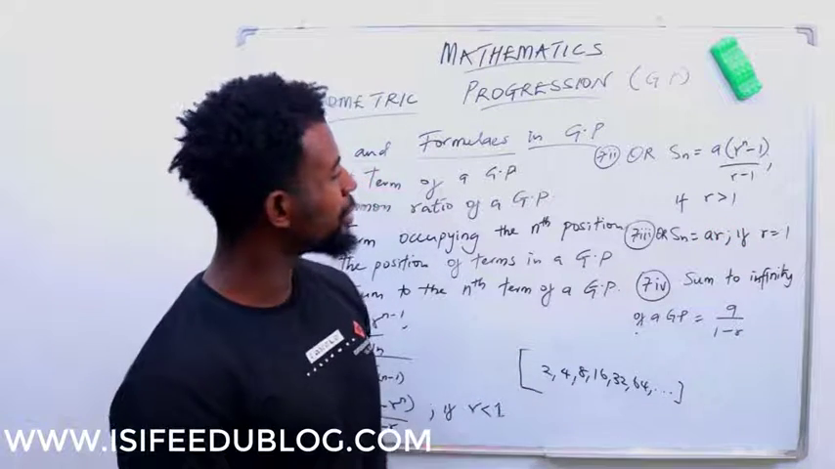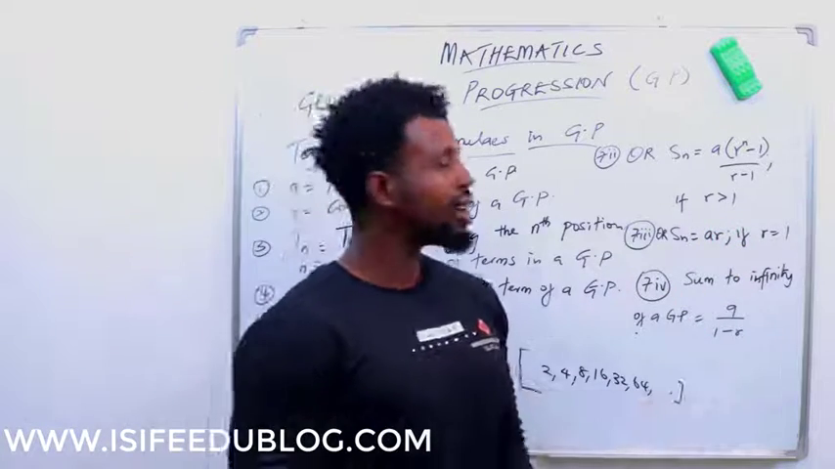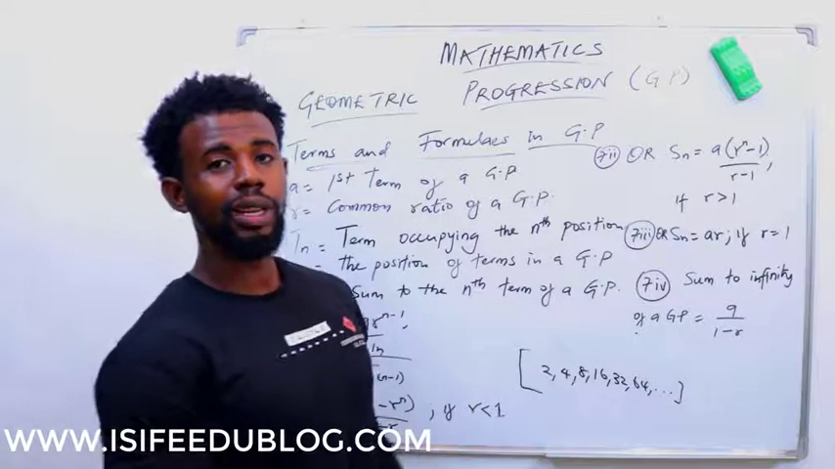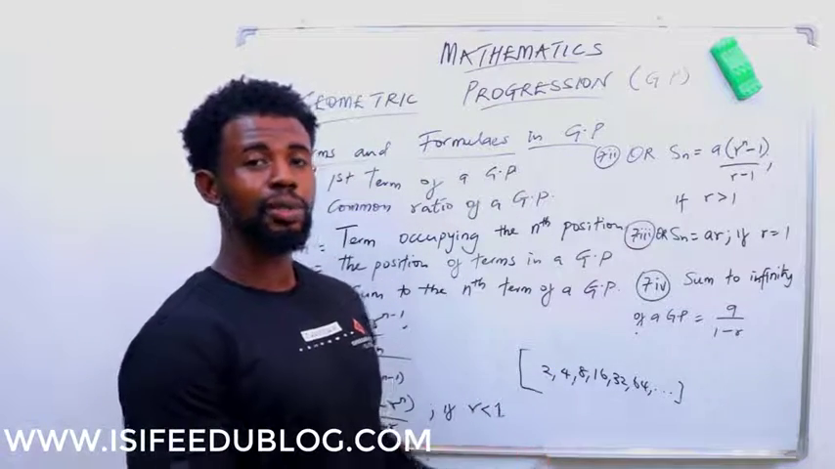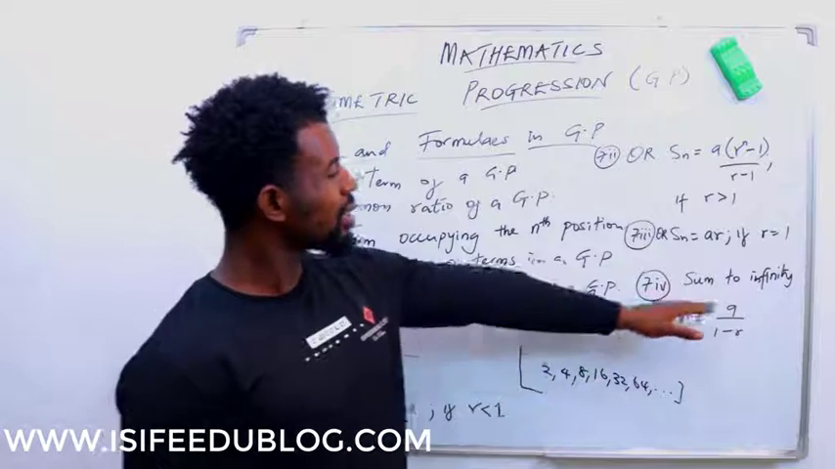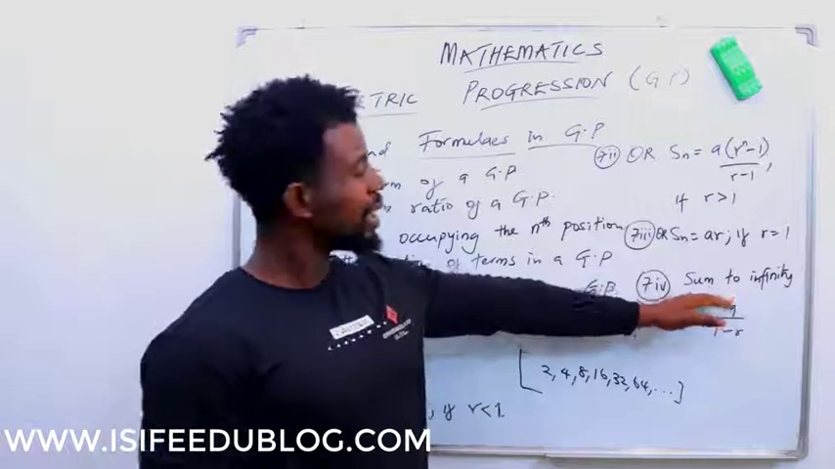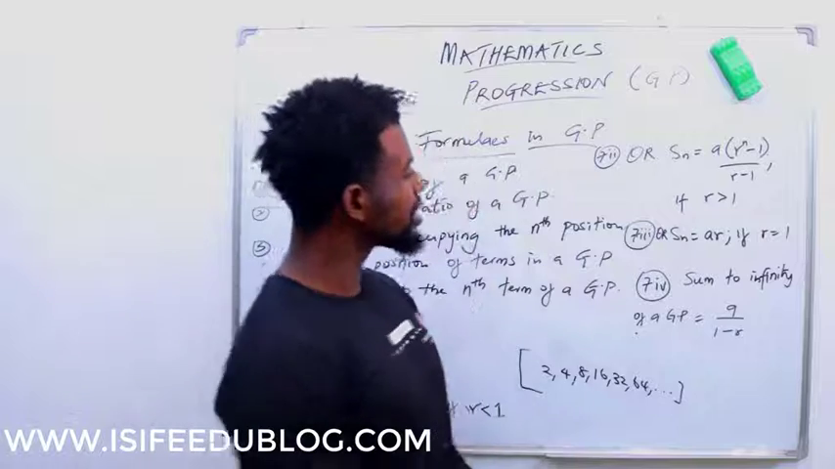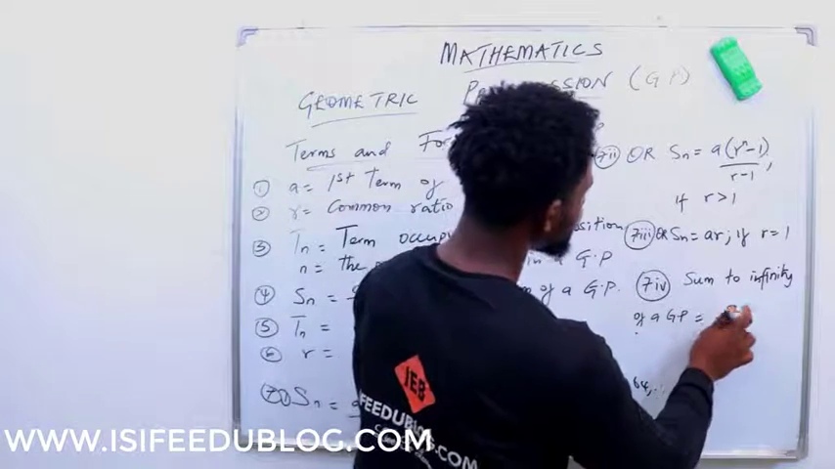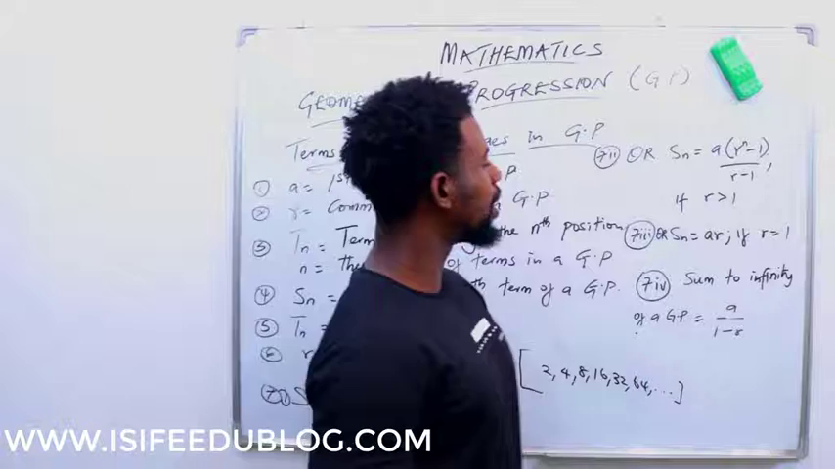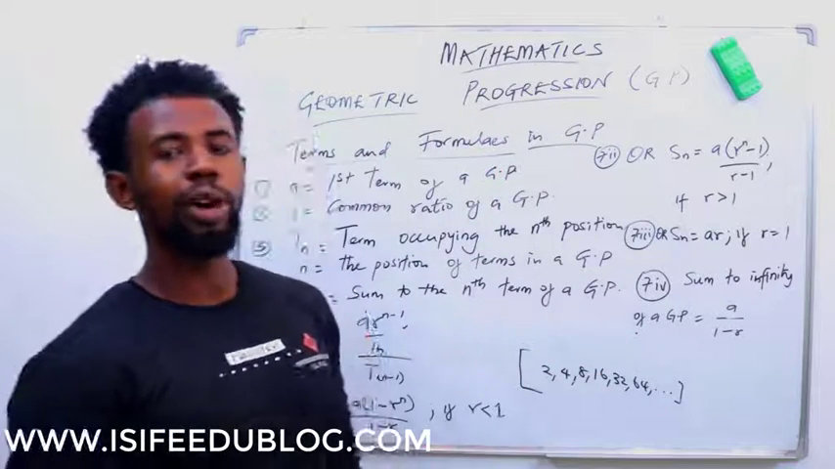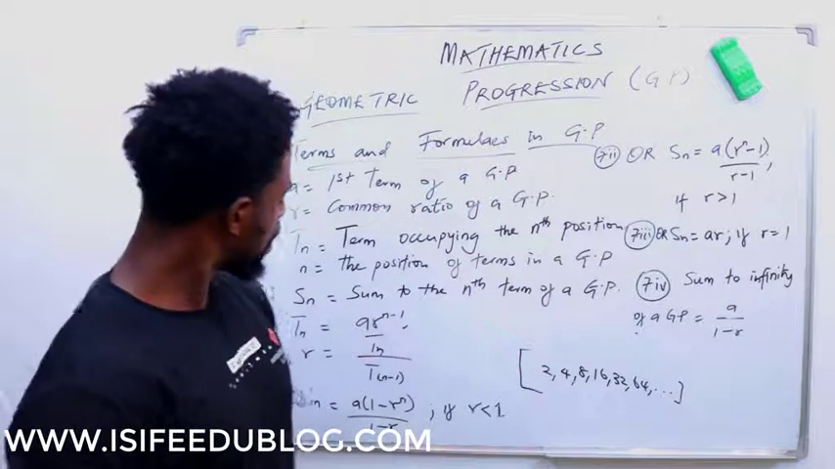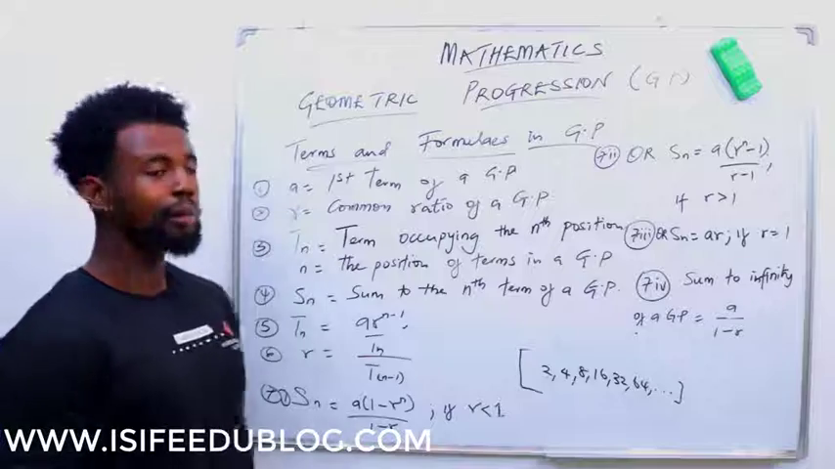Okay? Now we also have sum to infinity. Remember, Sn is the sum to a particular term or to a particular position. But this is sum to infinity, and it tells us that the formula to find the sum to infinity of a GP is A, our first term, all over 1 minus our common ratio. Okay? So let's look at 1 or 2 examples under this.